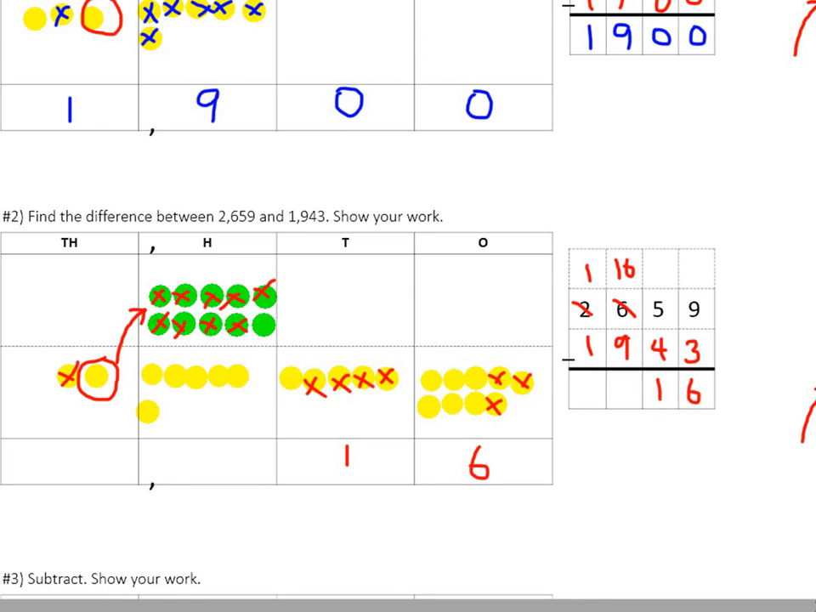16 minus 9 leaves 7. And I could count each dot if I want to. And that's 7 in the hundreds place. 1,000 minus 1,000 is 0. And I do not need to write that 0 right there. I can if I want to, but I don't need to. So I need to write 700. 1, 2, 3, 4, 500, 600, 700.